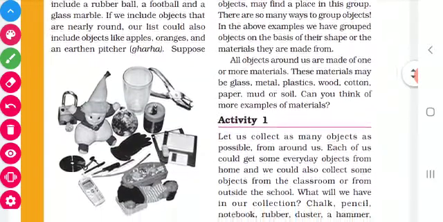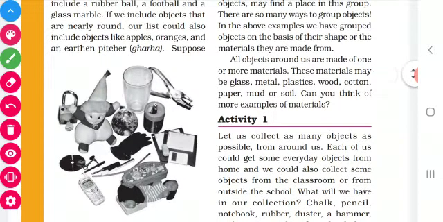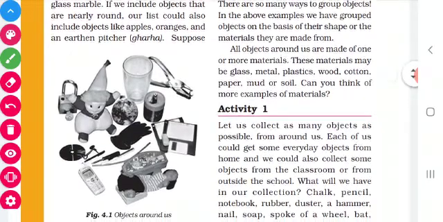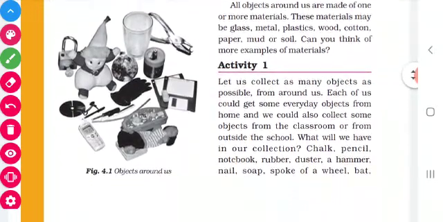It may be made from glass, or it may be made from metals, plastics, or wood. From cotton we cannot make a tumbler, isn't it? We can see the paper tumbler also. So what does it mean? It means all objects around us are made up of one or more materials. We can take the tumbler as an example.